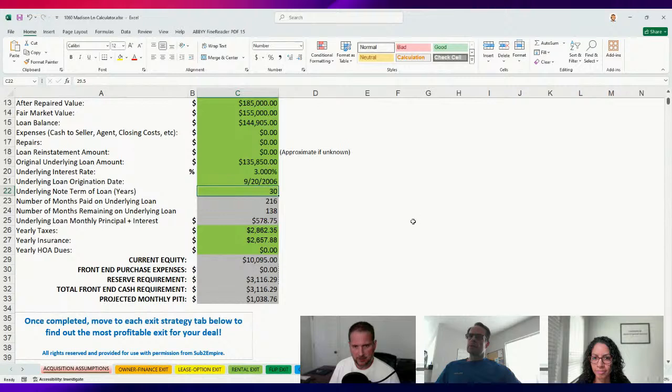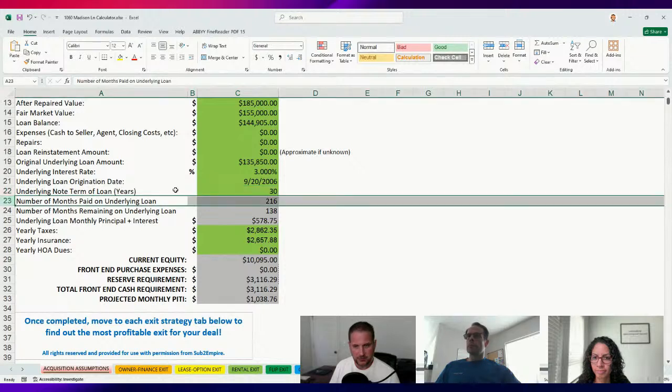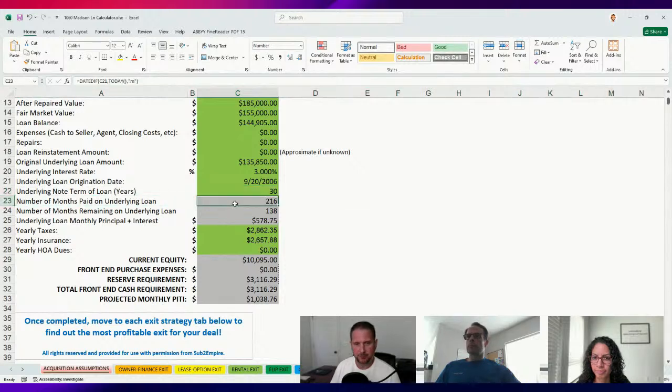And the underlying term was 30 years. So if you look at line 23 here, the number of months paid on this loan was 216, but the loan has gone into negative territory. The amortization table is totally turned upside down. So the loan was actually increasing because of the loan modification.